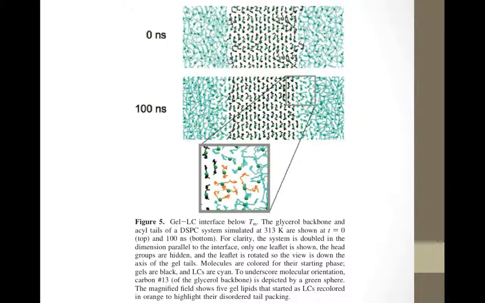Figure 5 is the gel-LC interface below the main transition temperature Tm. The glycerol backbone and ASO12 of the SPC system simulated at 313 Kelvin at T equals 0 nanoseconds and 100 nanoseconds.